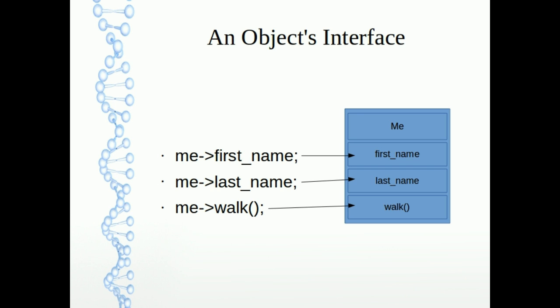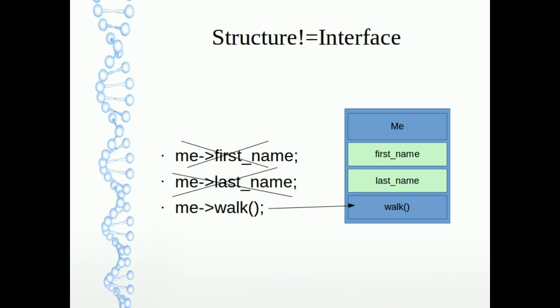In this diagram I have a me object with the properties first name and last name, and the method walk. Next to the object I have my pseudocode showing how I would access the members of the object externally, i.e. using code outside the class declaration for the me object. Notice that because it is possible to encapsulate members of the me object, there is not always a one-to-one correlation between the interface of the object and its structure.